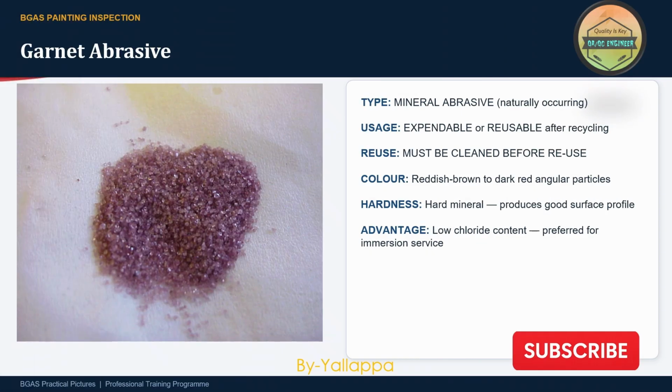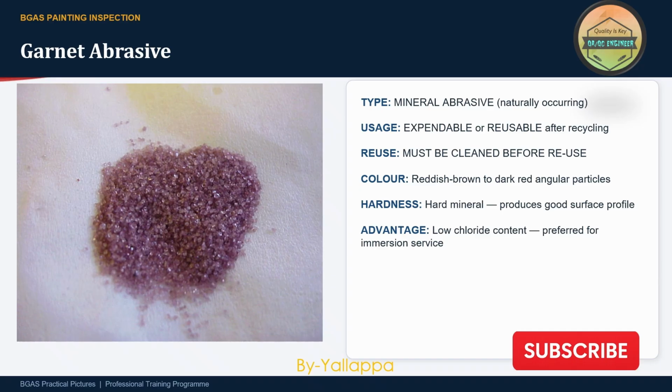This slide illustrates garnet abrasive. Garnet is a naturally occurring mineral abrasive widely used in the oil and gas, marine, and offshore industries. Its major advantage is low chloride contamination and excellent profile generation. Unlike copper slag, garnet can often be recycled after proper cleaning and screening. As inspectors, we must ensure the abrasive remains free from contamination before reuse.